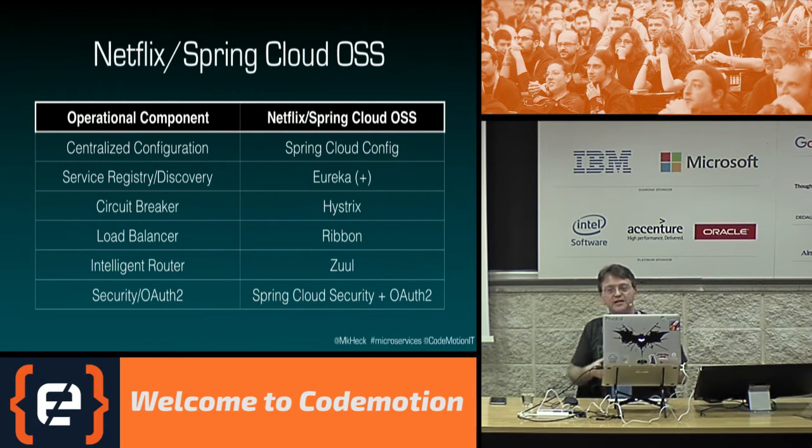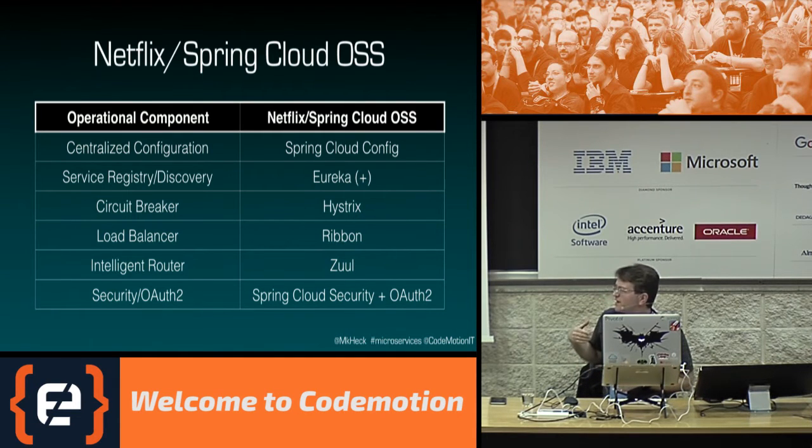Spring Cloud OSS actually abstracts a bit, so it handles Eureka and HashiCorp Consul, Apache Zookeeper, as well as some of the things for configuration. But we're going to look at Eureka today. That's kind of Netflix's avant-garde, so we'll cover that.